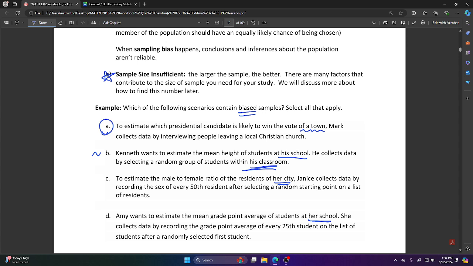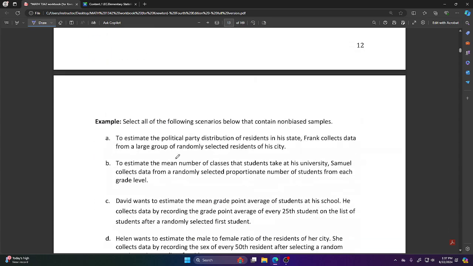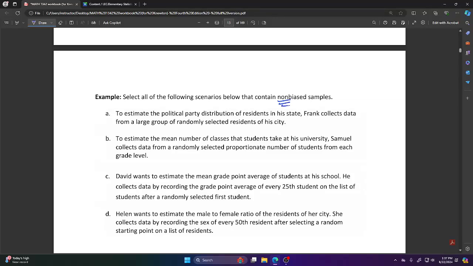Cool? Okay. So now they're going to ask the same thing, but in reverse. This time they're going to say what is not bias. So we have to think about that. To estimate the political party distribution in his state, Frank collects data from a large group in his city. So I'm going to ask you the question: is that bias? Yes. Why?